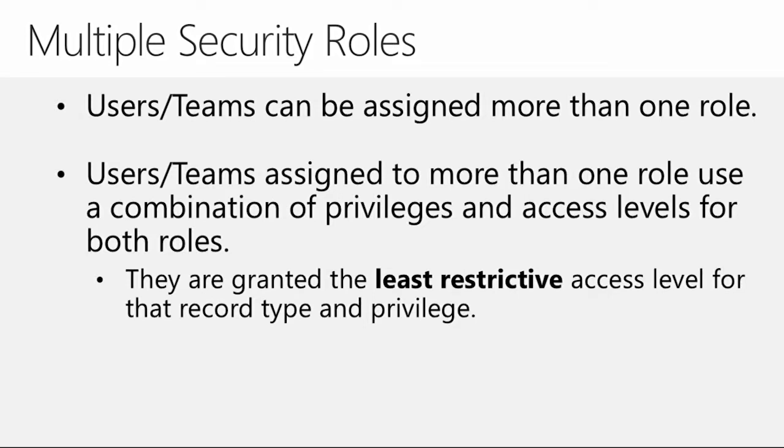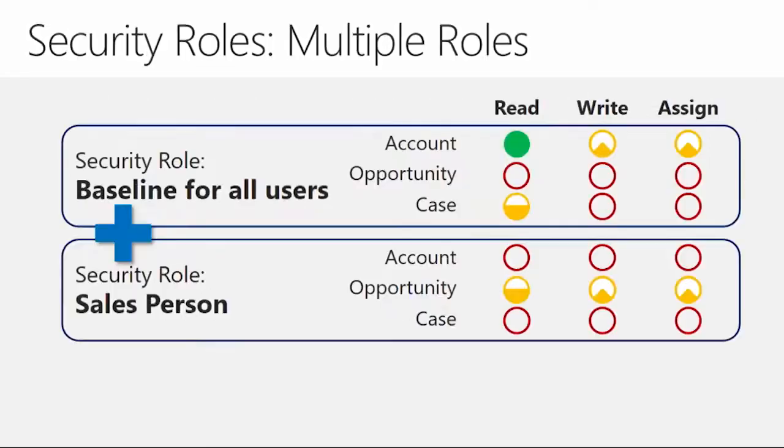What you have to remember, though, is when somebody has more than one security role associated with their account, the combination of privileges and access levels uses what's called the least restrictive method. So let me show you that a little bit on this slide here. Let's just say I have a security role that is called baseline. So it's the baseline security role that every single person that accesses Dynamics 365 uses.